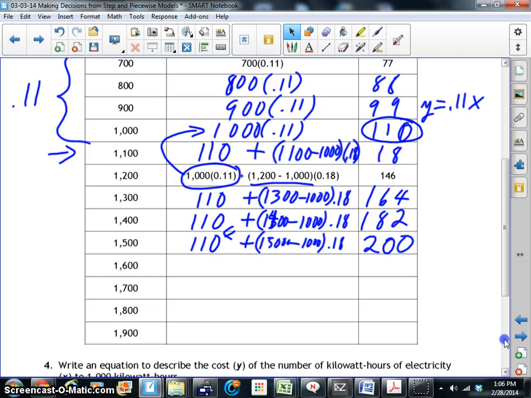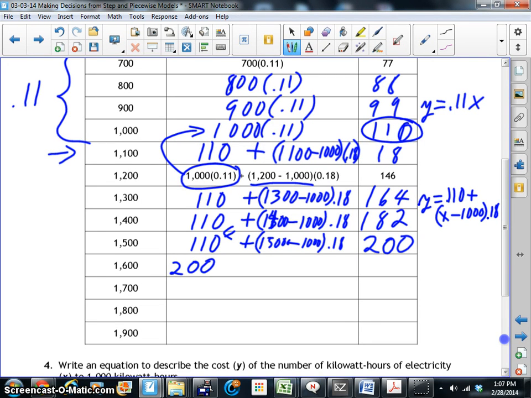Okay. Now, for the next one, let me just write down the function for this. Y equal to 110, that's our constant, plus whatever x is, minus 1,000, times 0.18. And that is going to be our function. And we can take that 110, put it in the back because it is a constant. Now this 200 becomes our new constant.